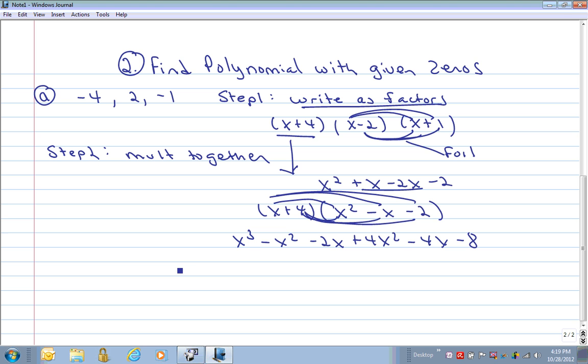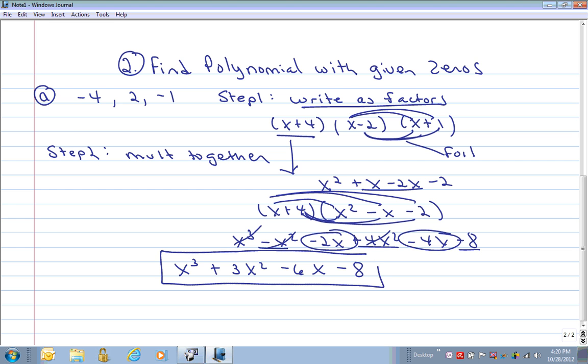When we do that, we would have an x cubed. We took care of that. We have a negative x squared and a positive 4x squared. So we have a positive 3x squared. Took care of those. We have a negative 2x and a negative 4x. We have a negative 6x. And finally we have negative 8. And that would be our polynomial with the following zeros. Alright, let's look at another one of those. Part B of number 2.